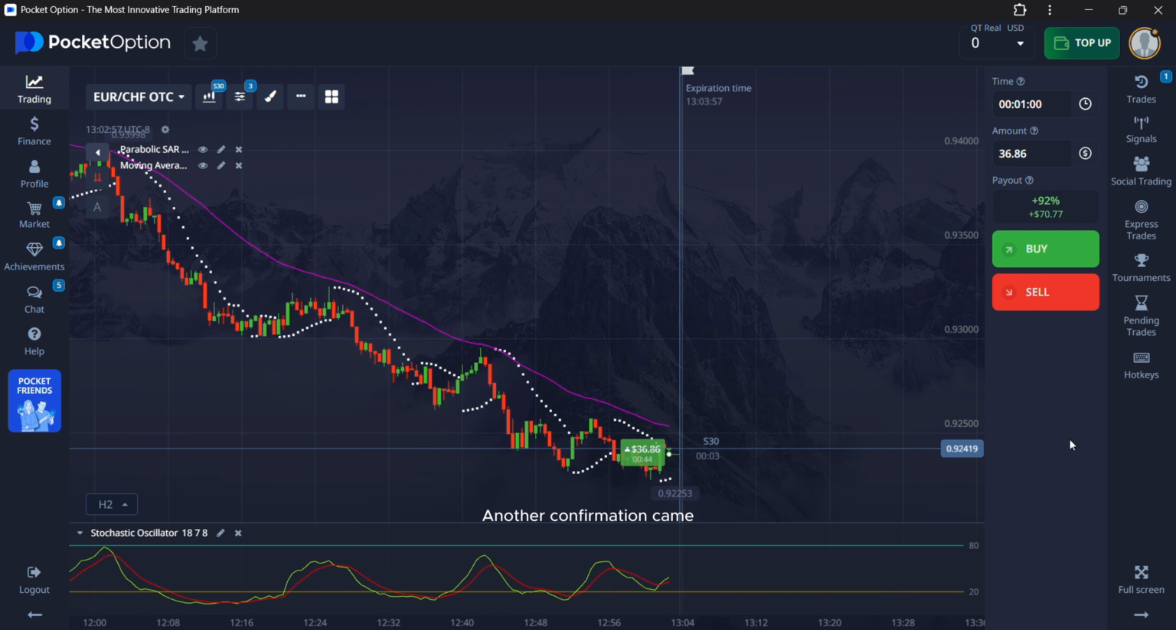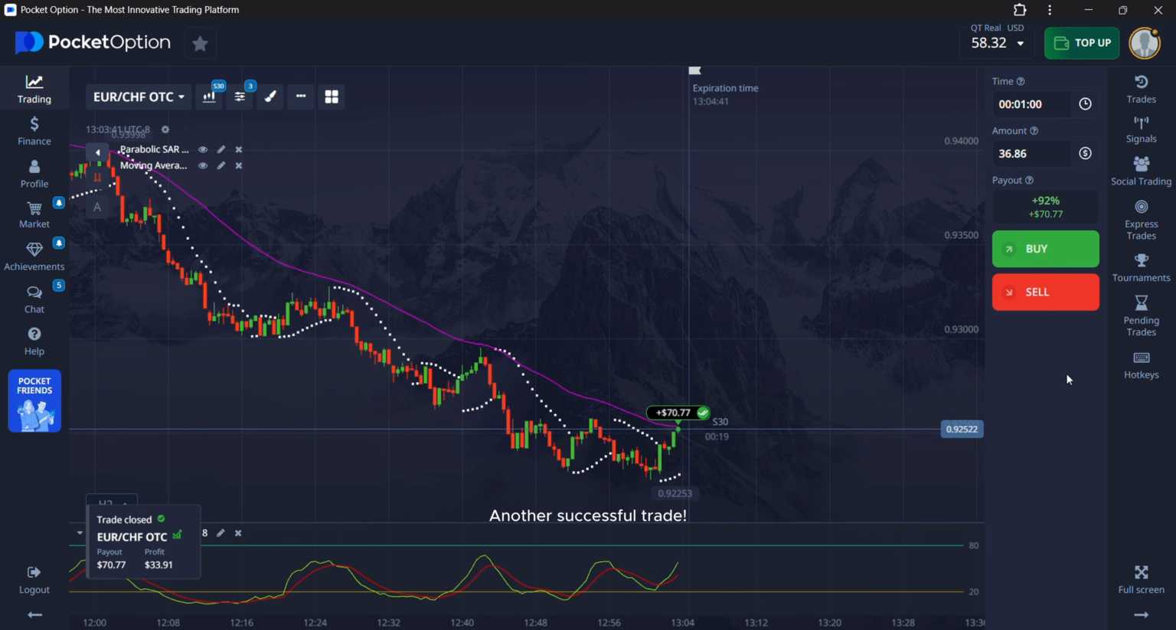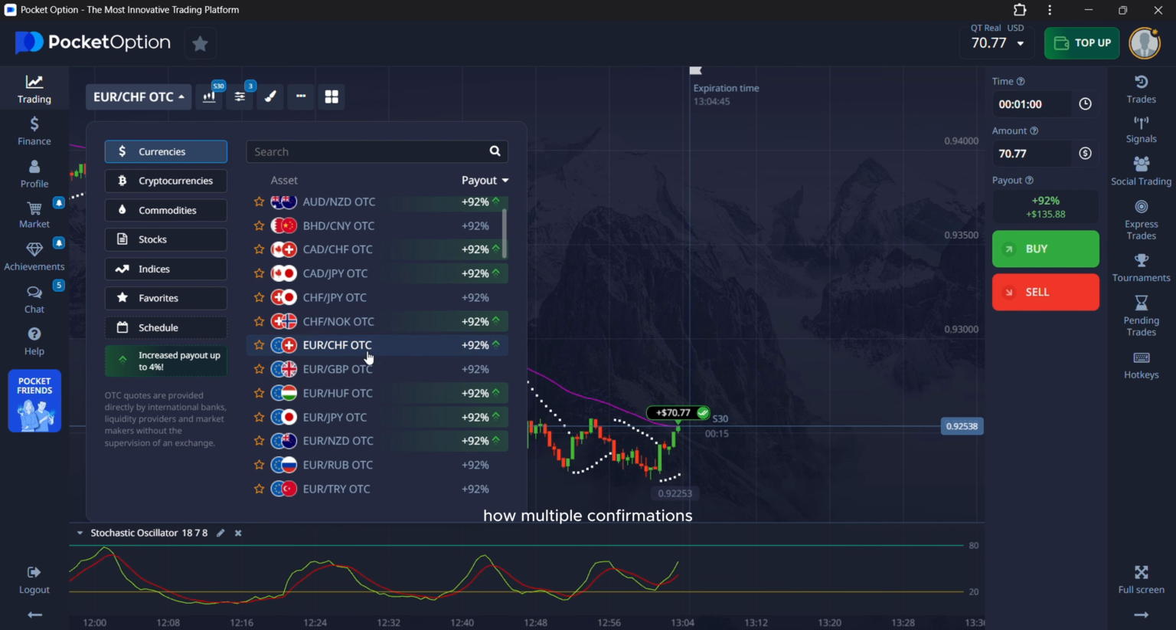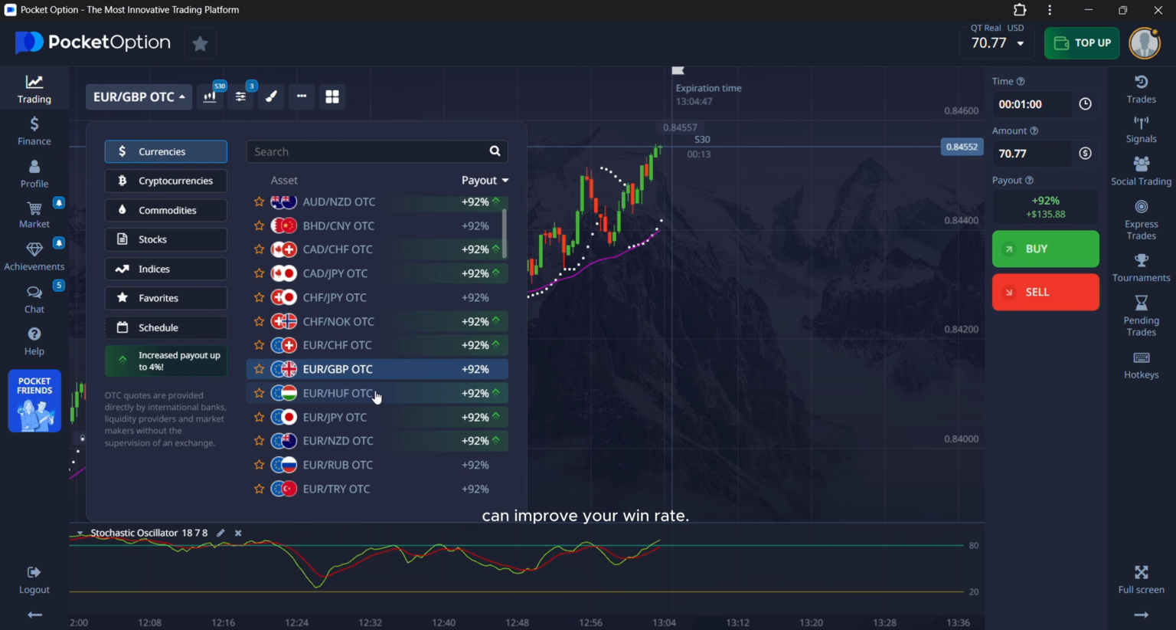Another confirmation came from the stochastic. It clearly exited the oversold zone, and the signal lines crossed. This setup indicates an incoming bullish impulse. It's a clear signal to go long. Another successful trade. This is a great example of how multiple confirmations can improve your win rate.